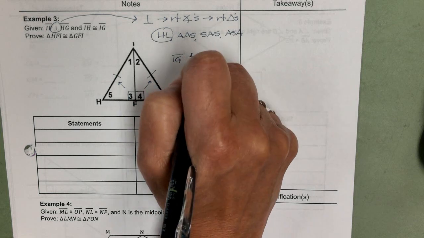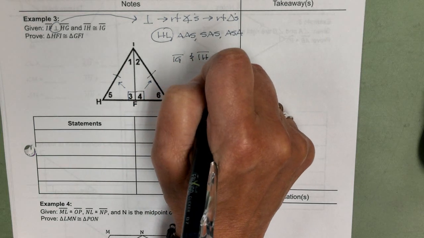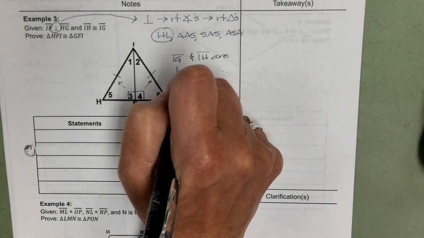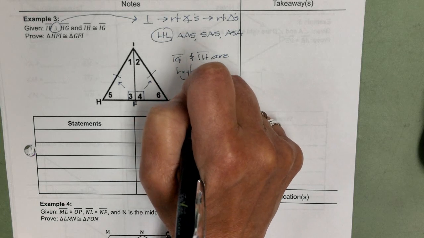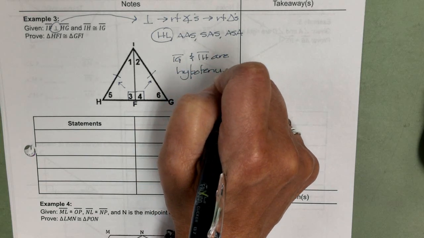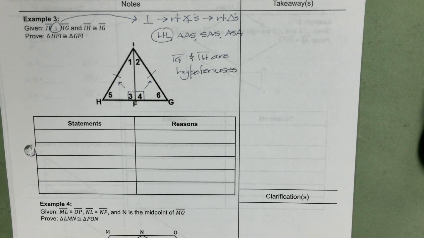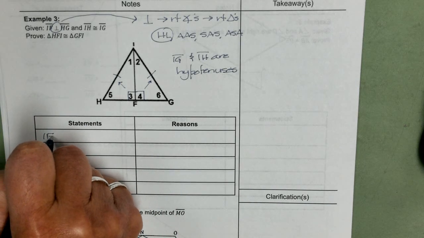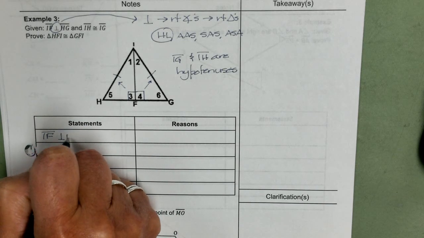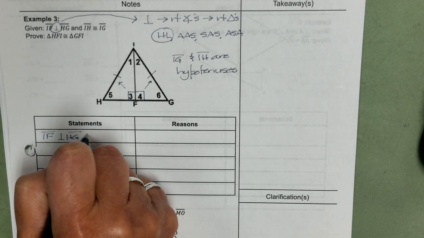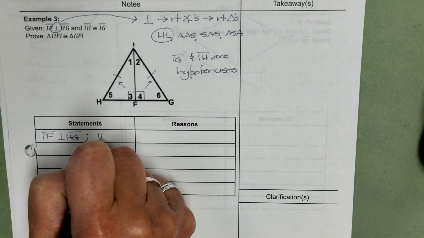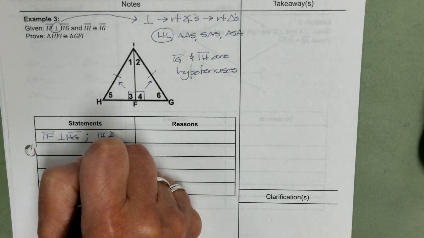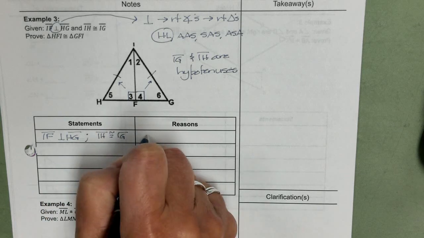IG and IH are the hypotenuse, or hypotenuses. I don't know the plural. We're going to go with that. Okay? So now we need to fill in our proof. Start with our given. IF is perpendicular to HG, and IH is congruent to IG.